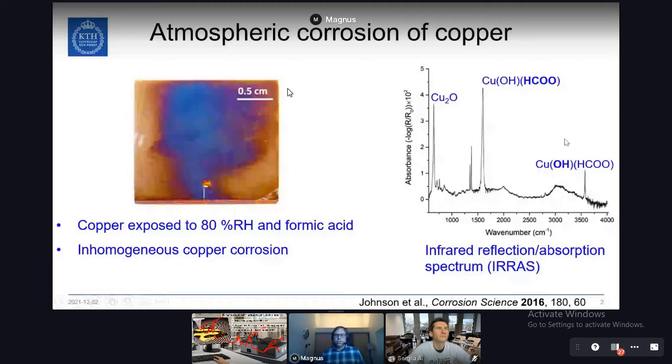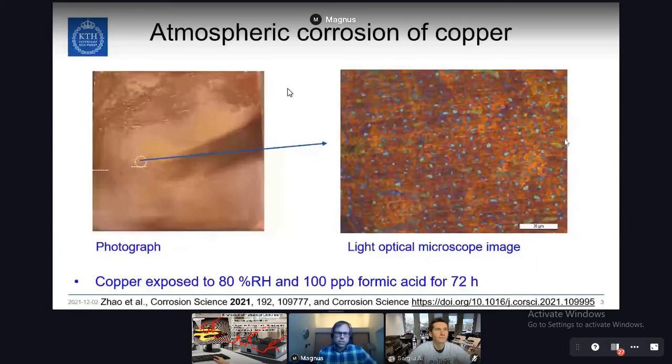So those are the products we look at. And then we zoom in a bit. We look a little bit closer. We look at this small ring here. Inside this ring, you can see that we have a kind of brown-orange sea, and in this sea we have some blue islands. This scale bar is 20 micron. This is a light optical image, and this sample has been exposed for 72 hours to this model indoor atmosphere.